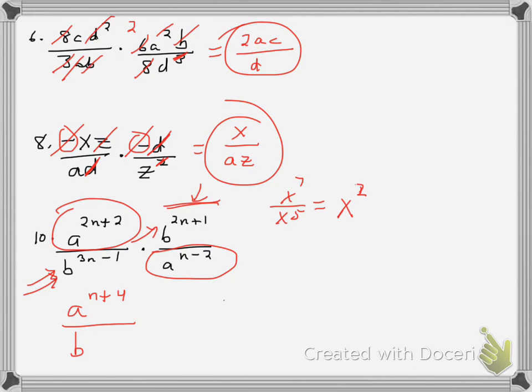3n minus 2n is n, and minus 1, again, I'm going to subtract as I go. I'm going to subtract the one that's across the line. So if I start with the numerator, I'm going to subtract the exponent of the denominator. Or if I start with the denominator, I'm going to subtract the exponent of the numerator. Okay, it goes in both directions.